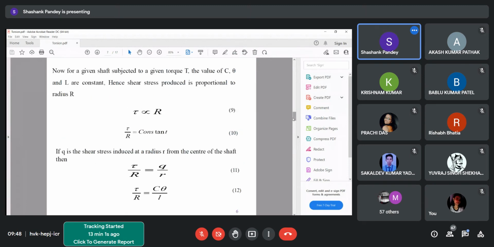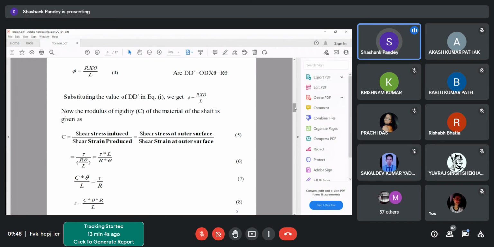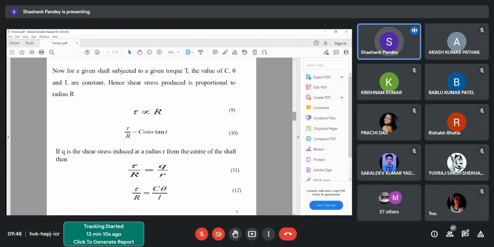So we can see here the other terms C, theta, and L. If they are constant, then torque is directly proportional to this capital R, or alternatively we can write tau upon R is equal to constant. And if we assume some inner point, small r, that is the distance from the center, then this will turn out to be tau upon R is equal to q upon r. This is tau upon R is equal to C theta by L.